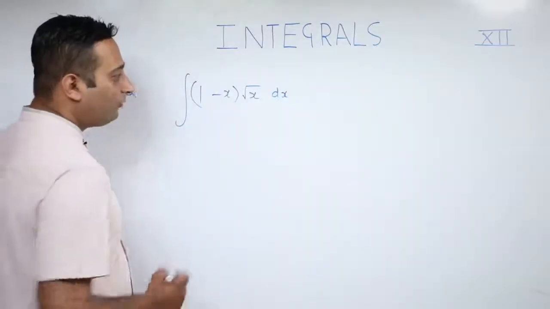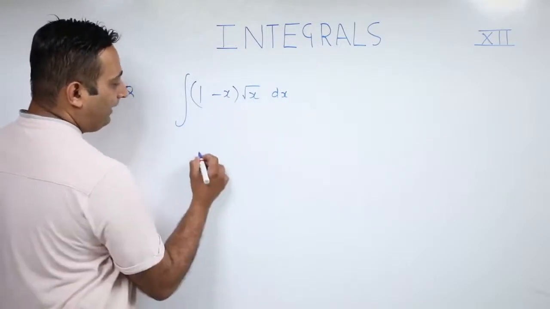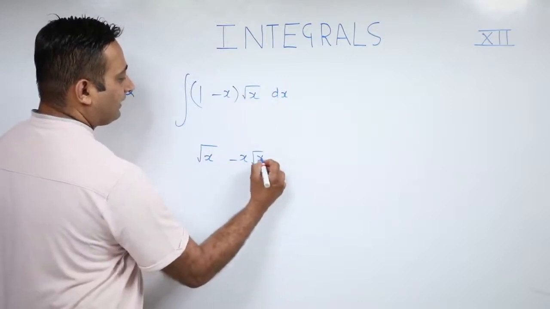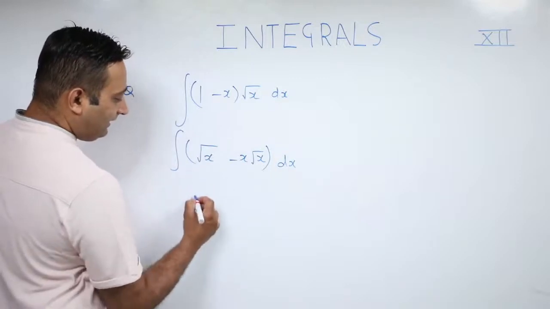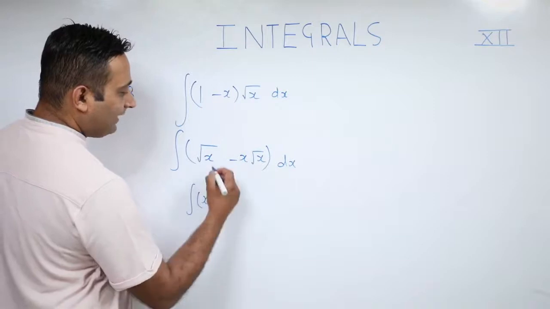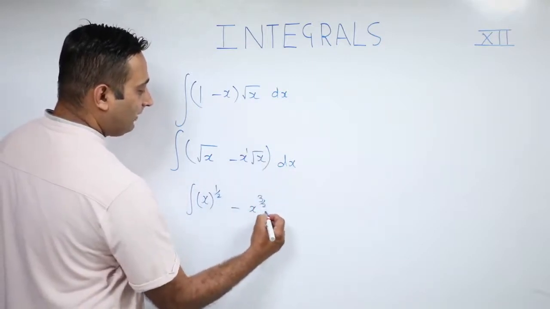Now let us consider one more function, 1 minus x root x. Now we'll multiply root x by both the terms, that is we get root x minus x root x dx. Now we can directly integrate this if we know the power of this function x. Now this is x raised to the power 1 plus 1 by 2, that is 3 by 2.